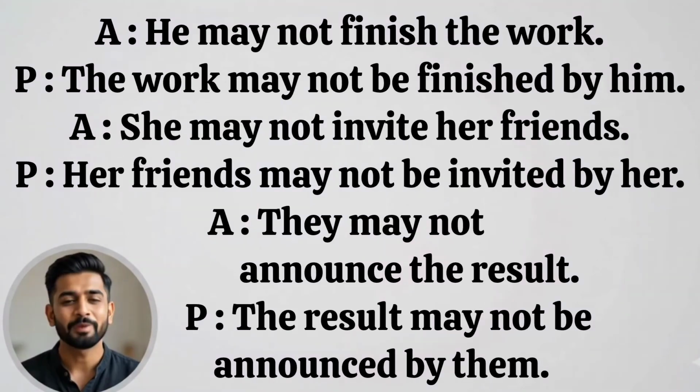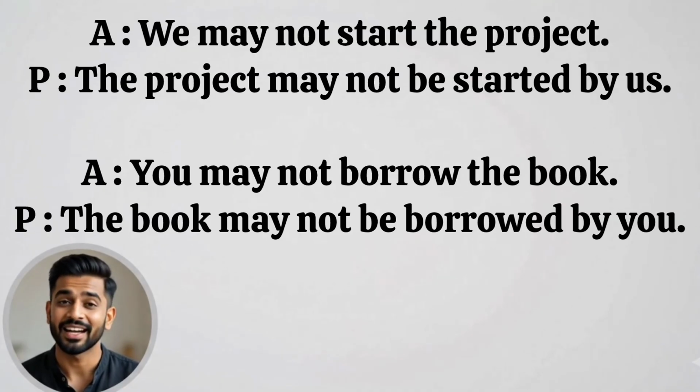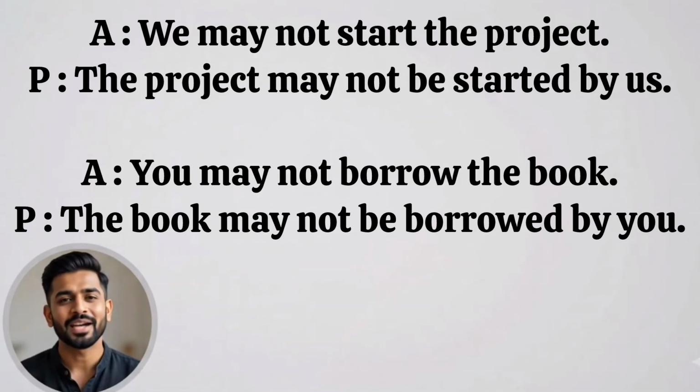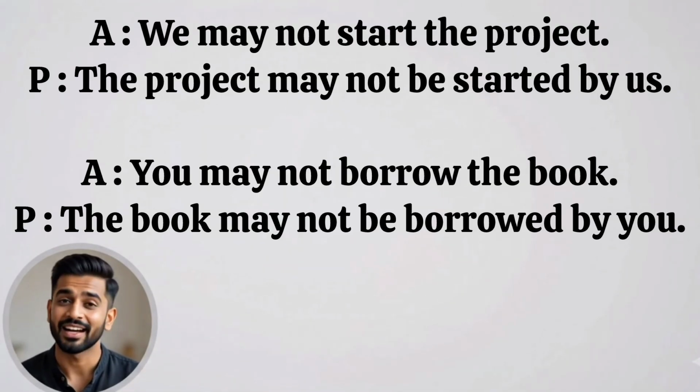26. He may not finish the work. Passive, the work may not be finished by him. 27. She may not invite her friends. Passive, her friends may not be invited by her. 28. They may not announce the result. Passive, the result may not be announced by them. 29. We may not start the project. Passive, the project may not be started by us. 30. You may not borrow the book. Passive, the book may not be borrowed by you.